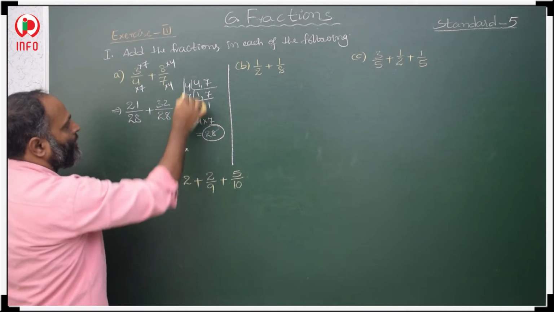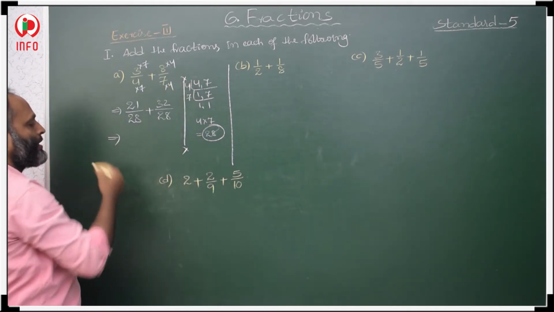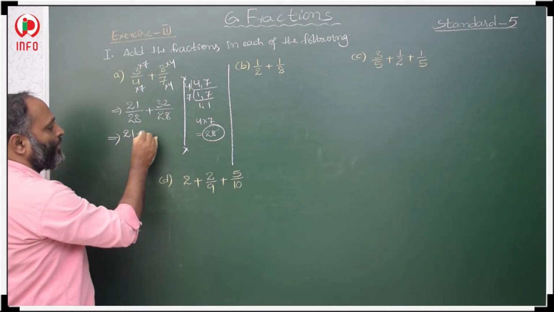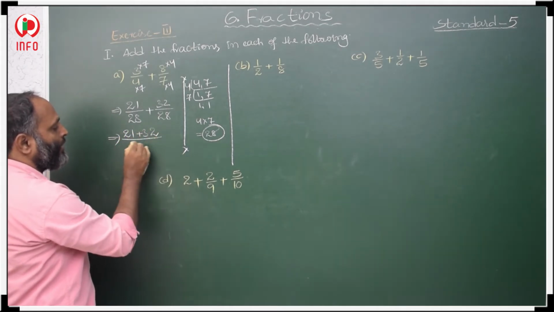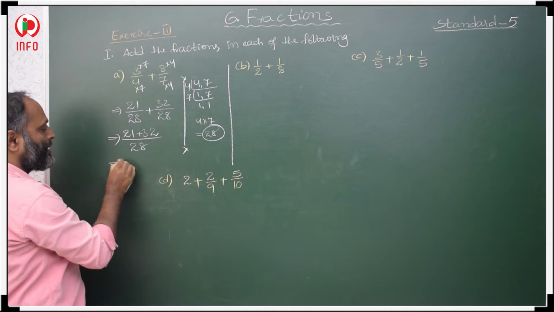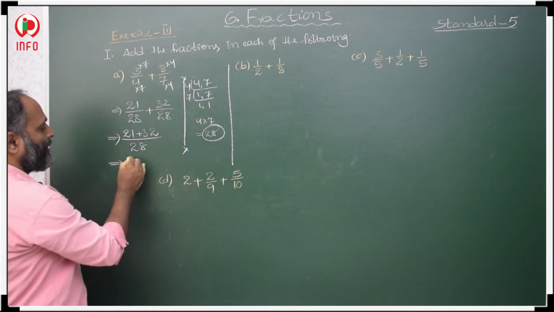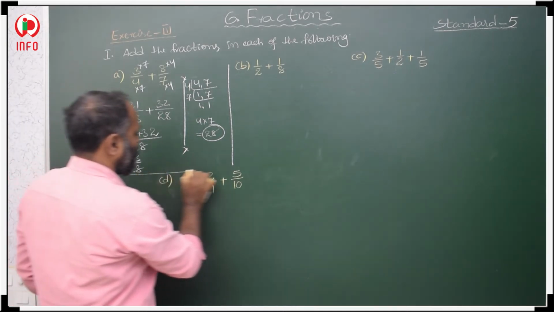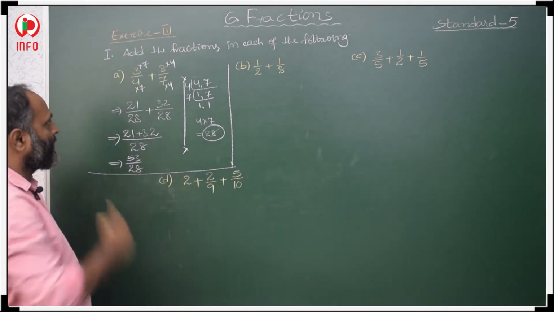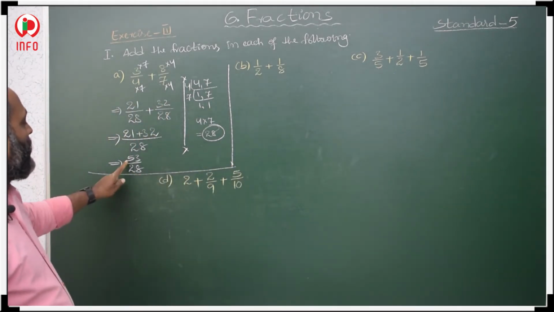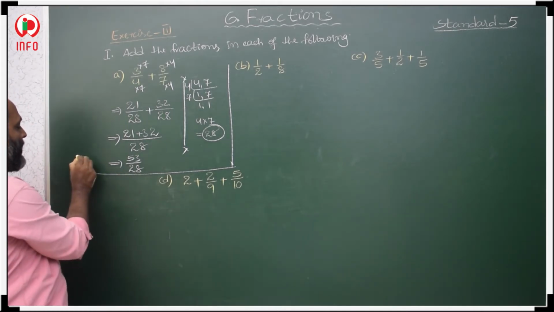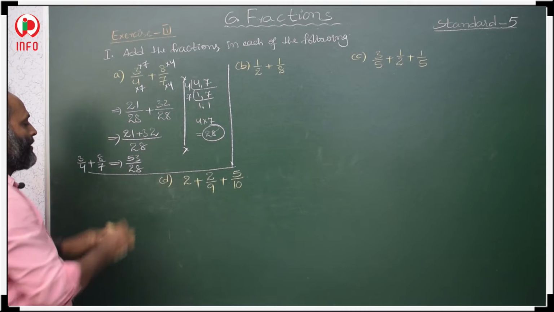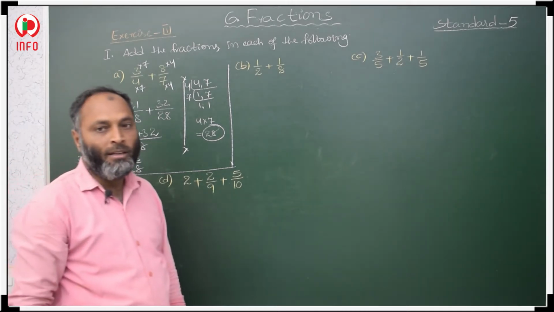Now, these two are like fractions. When like fractions are there, find the sum of the numerators over 28, that is 53 by 28. This is your addition. So, when we add 3 by 4 and 8 by 7, 53 by 28 is the answer.